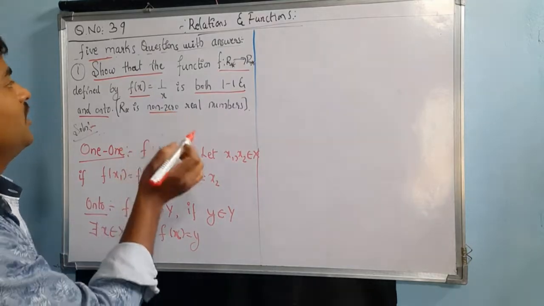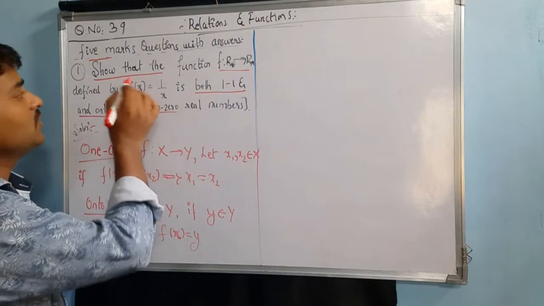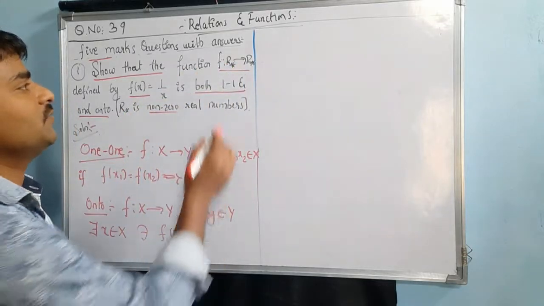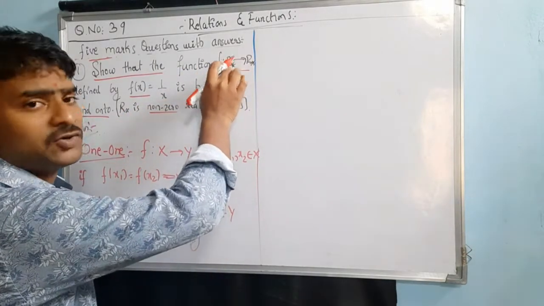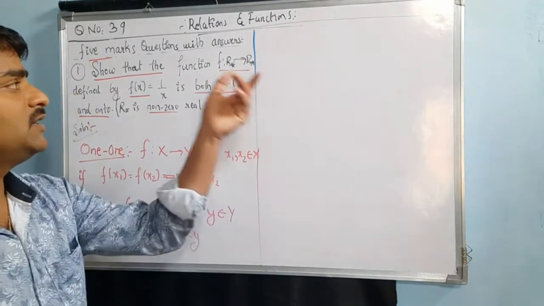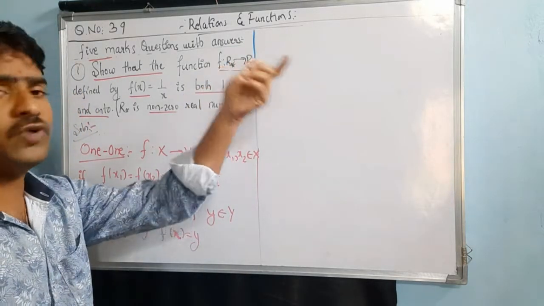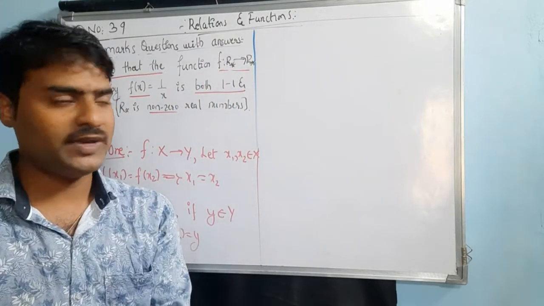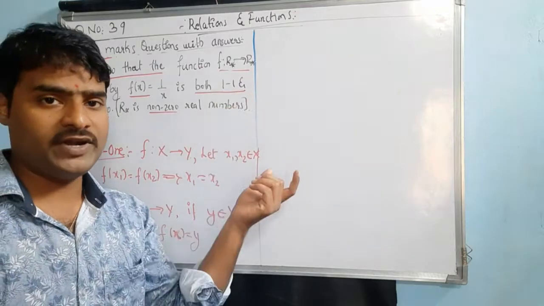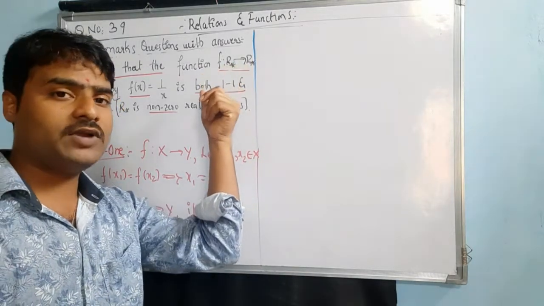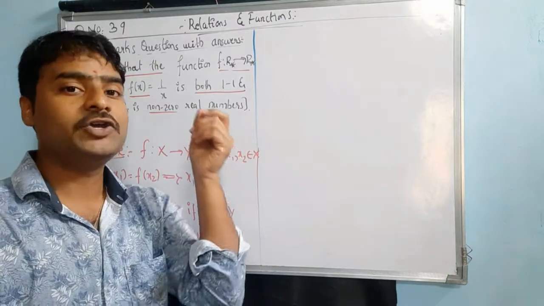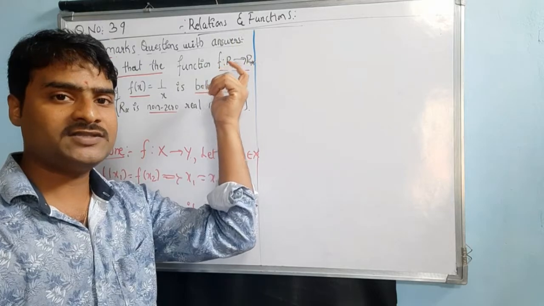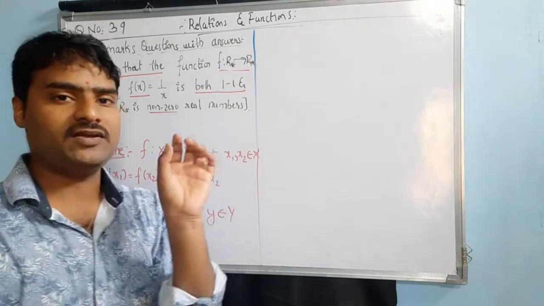Okay, and here just look at the question. Show that the function f from R star to R star. A function is always from one set to another set, such that each element in the domain should have a unique image in the codomain. Then only we can say it is a function. Also we can say mapping.